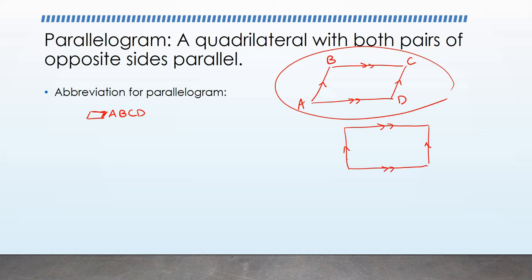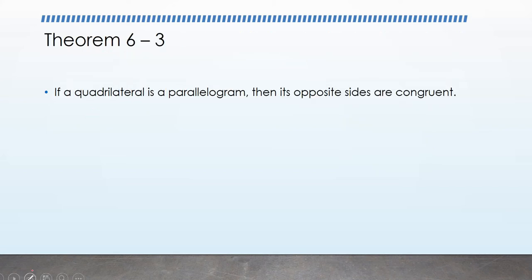Okay, so that's the main definition. That's what we're going to start working. Got a bunch of theorems. We're going to go through them. First one is theorem 6.3. If a quadrilateral is a parallelogram, in other words, if it has the opposite sides that are parallel, then we also know that its opposite sides are congruent.